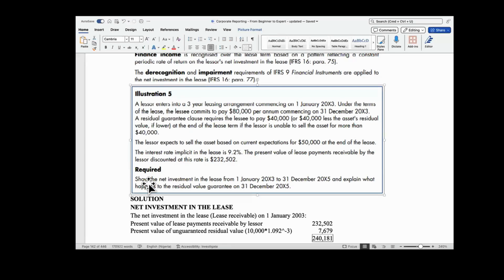Required: show the net investment in the lease from 4th January 2003 to 31st December 2005 and explain what happens to the residual value guarantee.